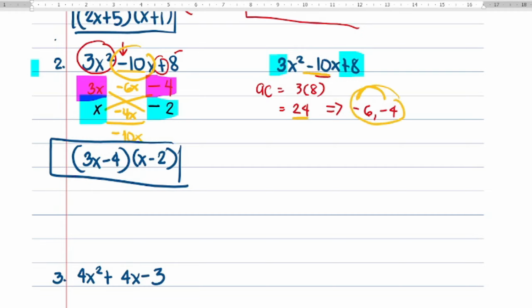Sunod, rewrite. So, sa galito, rewrite the whole expression but replace the middle term with these two factors na to ang nakitaan. So, write the first term. Second term, dili na ni siya isuwat.